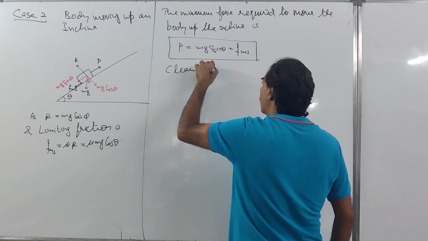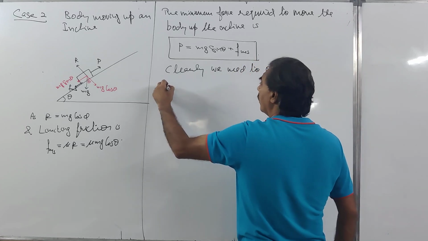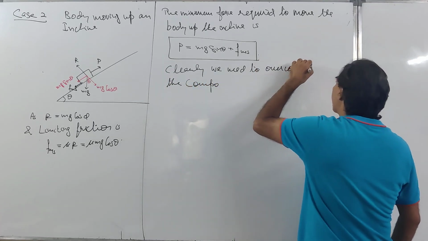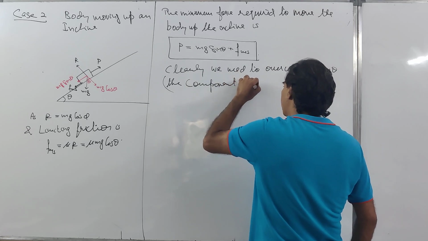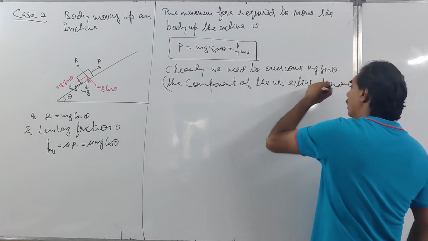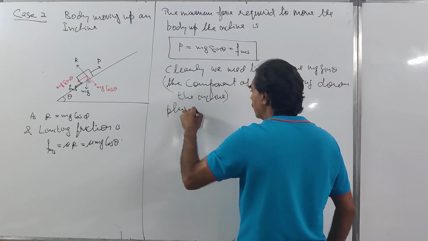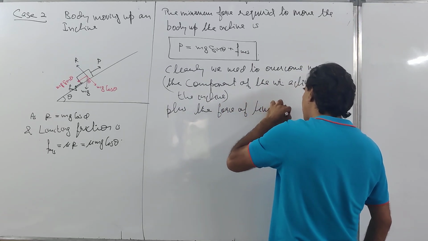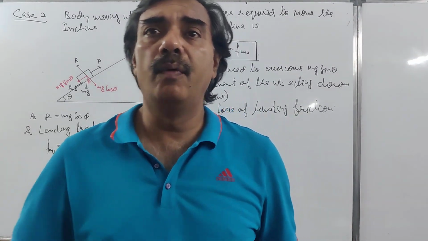Clearly, we need to overcome mg sin theta, which is the component of the weight acting down the incline, plus the force of limiting friction. Thus work done will be lost in two ways.